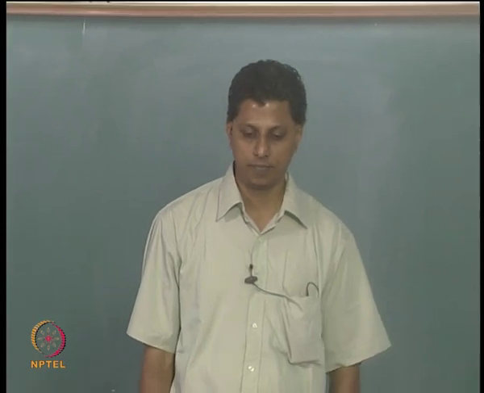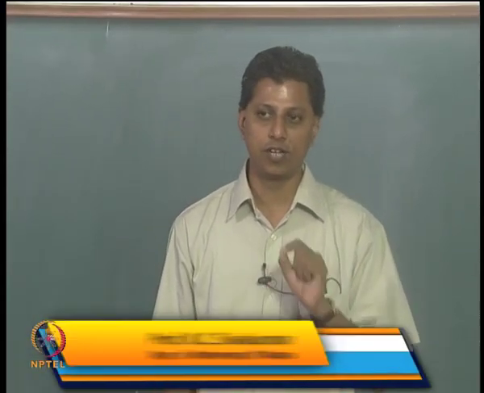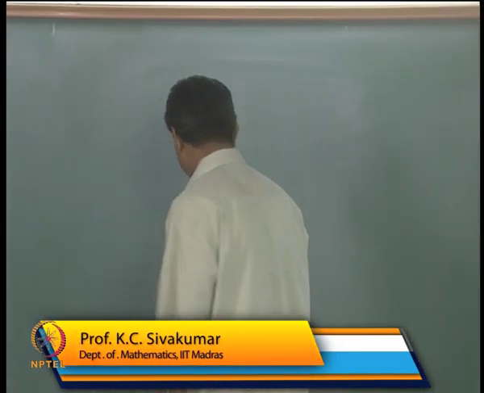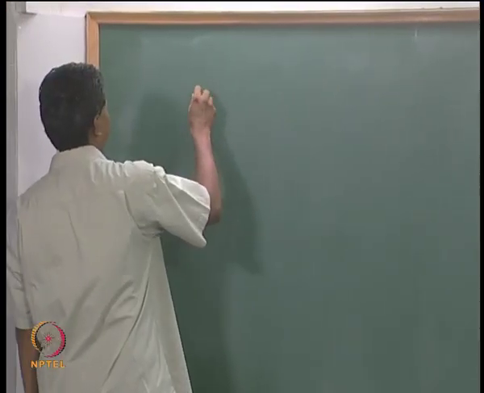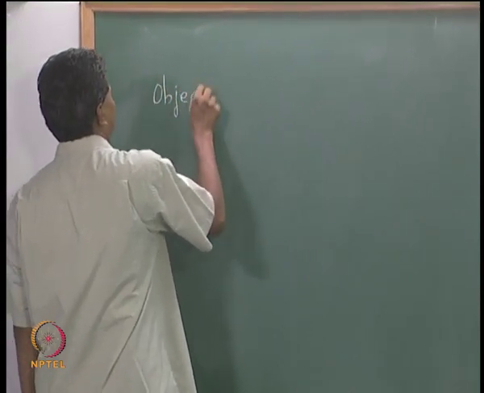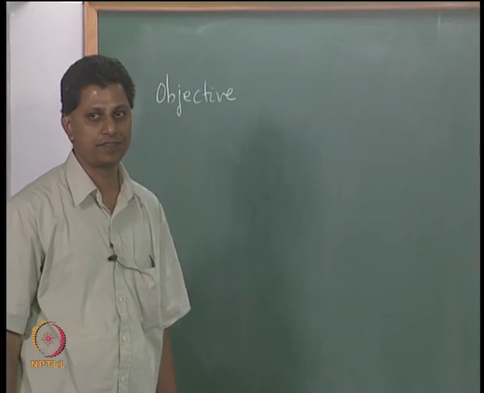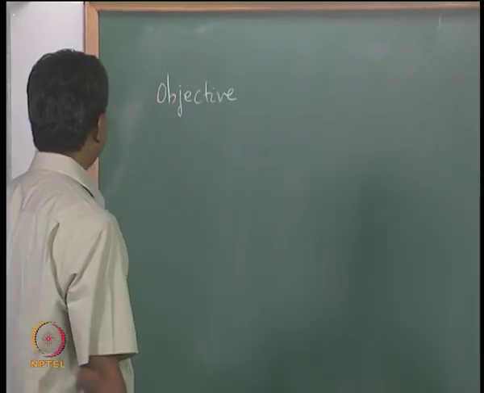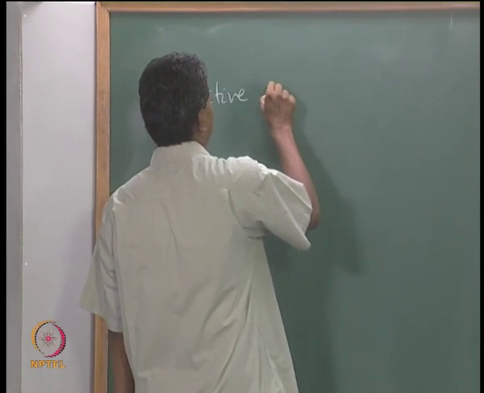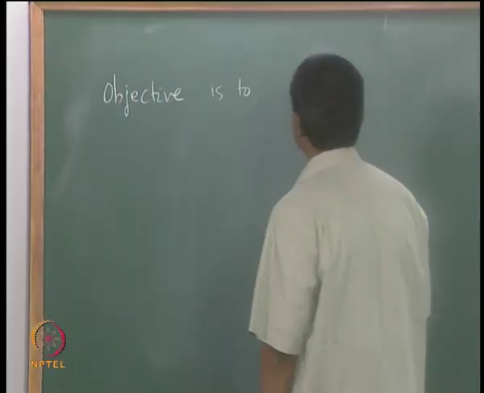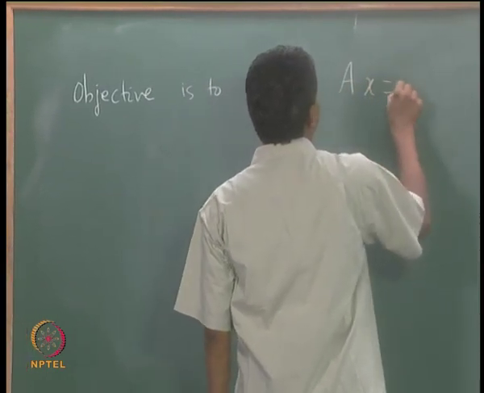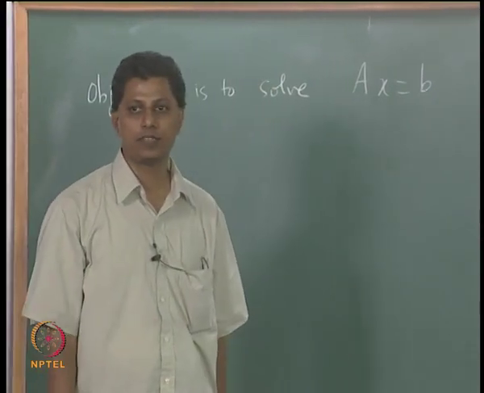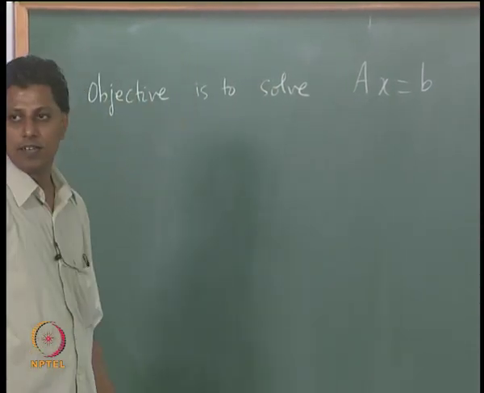One could say that the sole objective of linear algebra is to solve a single equation. Let me write down this equation. The primary objective of linear algebra is to solve the linear equation Ax equal to b, where what is A, what is b?